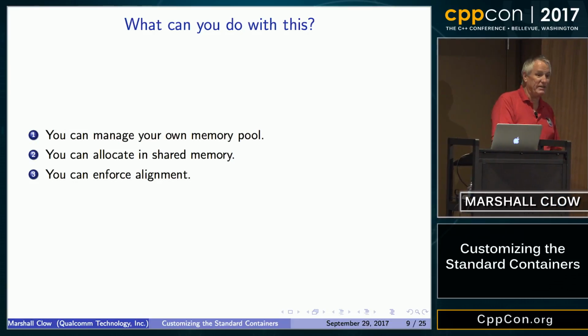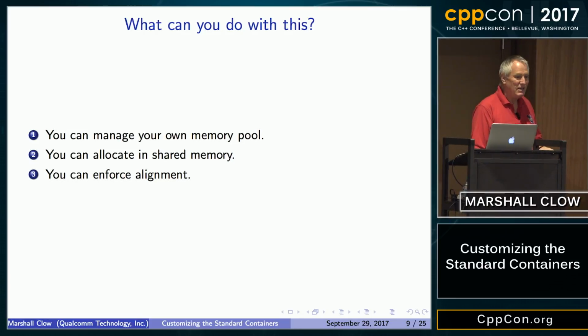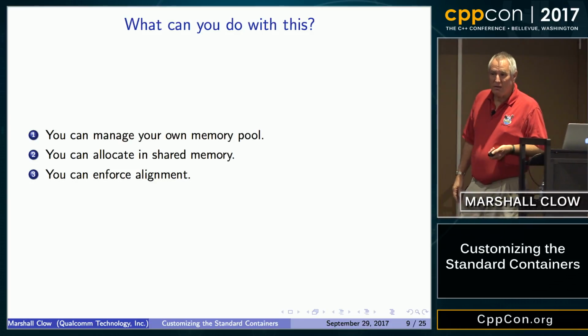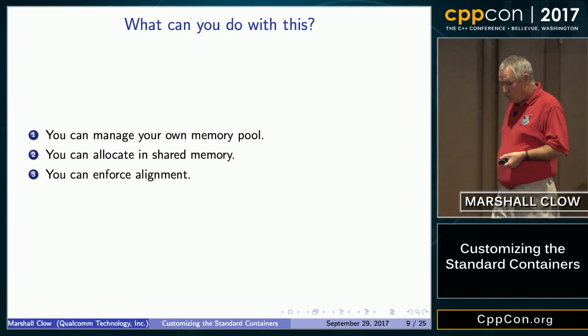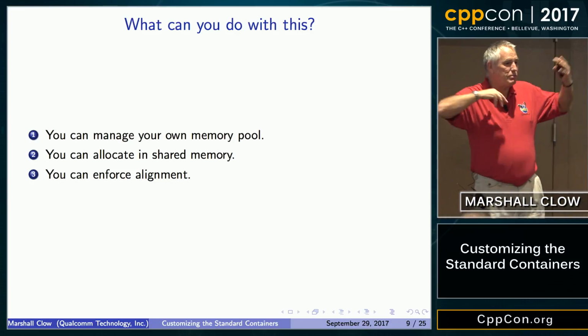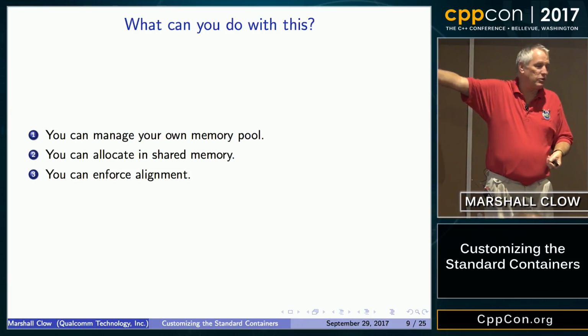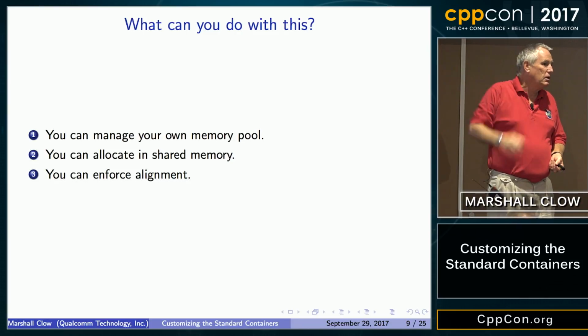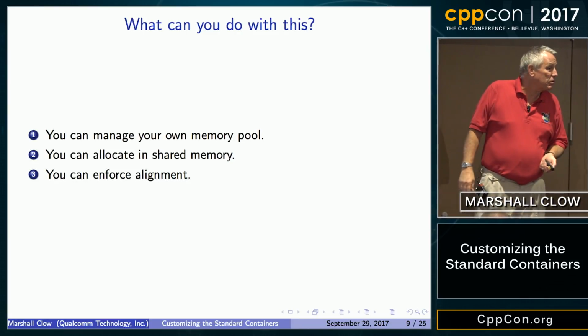I mean, no dynamic allocation of the global heap, but that's fine. You can allocate in shared memory. If you have a shared memory area that's shared between different processes, you can teach an allocator how to put it out there, and you can have data structures that are shared at memory speeds between different processes.